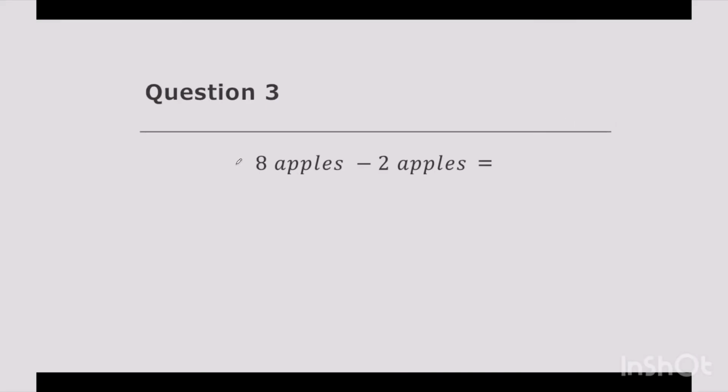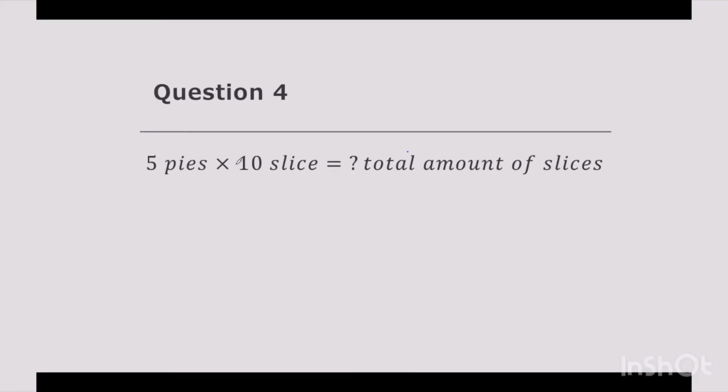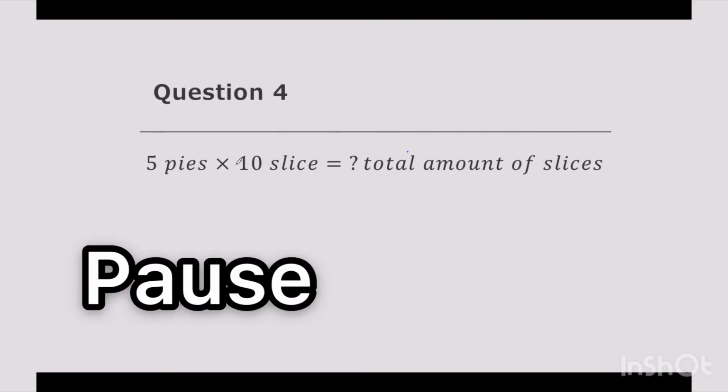Alright, question 3. 8 apples minus 2 apples. This is basically an easy question, but I'm not going to say the answer, okay? So just answer it correctly. If you got this wrong, that's okay. You're trying your best. Okay, question 4. 5 pies times 10 slices equals how many total slices?